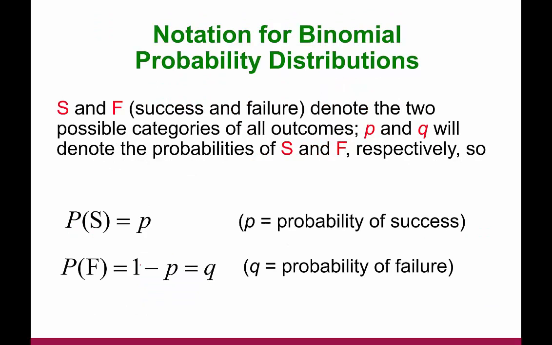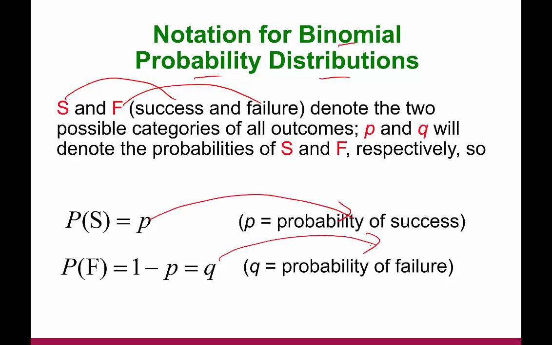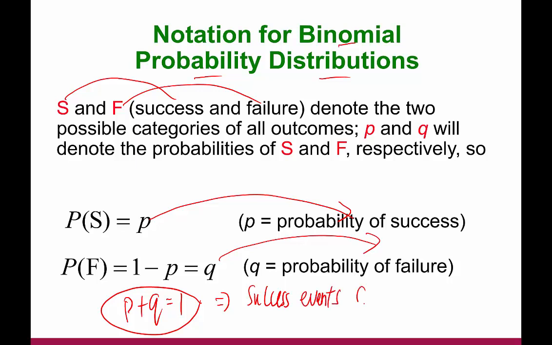Let's take a look at some notation for the binomial probability distribution. Success or failure denote the two possible category outcomes, P and Q. P represents the probability of success. Q represents the probability of failure. They are complements, either a success event or a failure event. So if you add P and Q, it's equal to 1. Success events and failure events are complements.